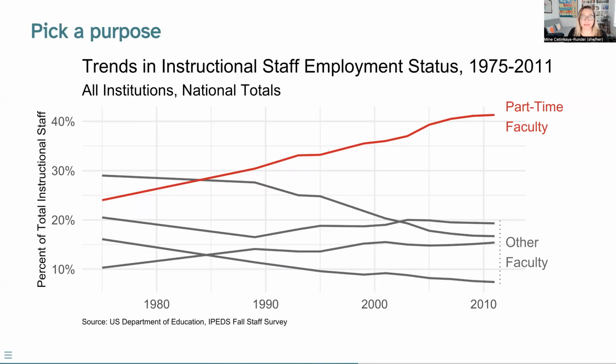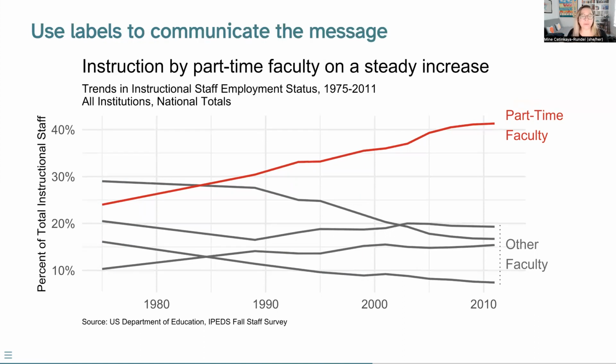So if we go to the previous slide, our title was Trends in Instructional Staff Employment Status 1975 to 2011. Instead, we might say instruction by part-time faculty status on a steady increase as our title, and then use the subtitle for the information about where the data is coming from. Those are the national totals, for example, and the years in the subtitle of our plot.